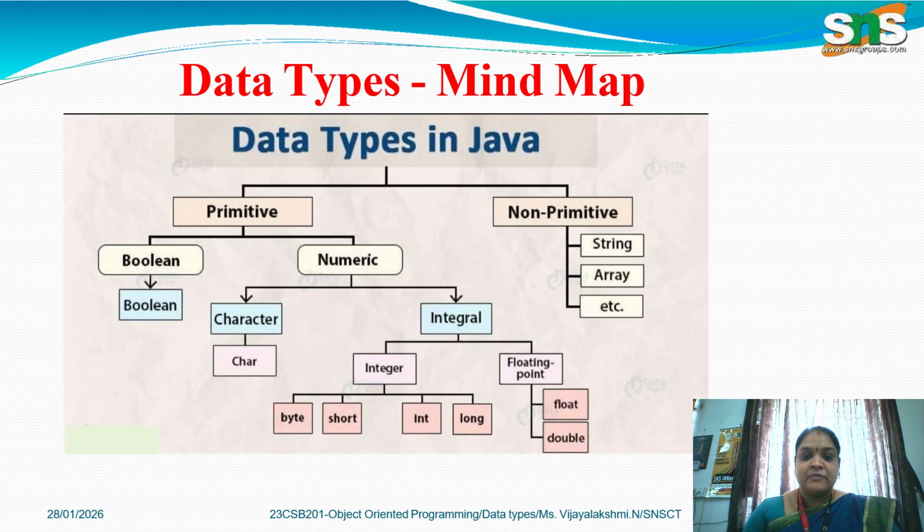And this is the mind map for data types. A mind map, as you already know, is the pictorial representation of the concepts we have seen so far. Primitive and non-primitive. Boolean, numeric; non-primitive means string, array, and these things. And character, which will hold the character data type. In integral, we have integer as well as floating point: float and double. And in integer, we have byte, short, int, and long.